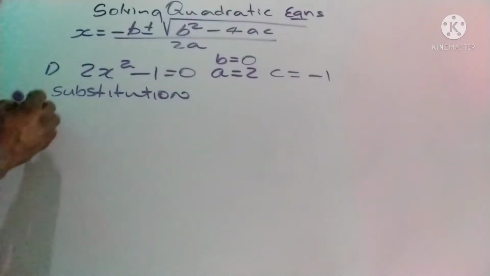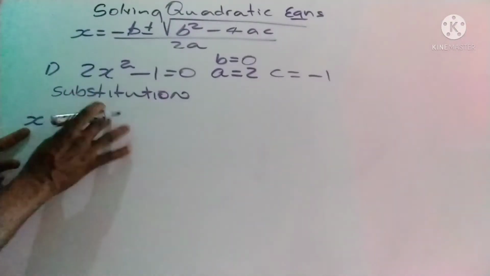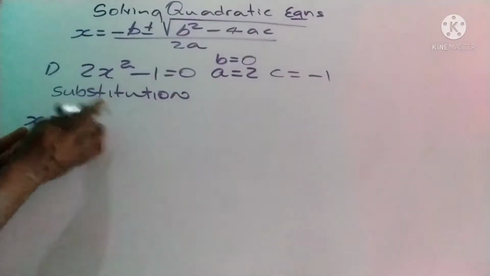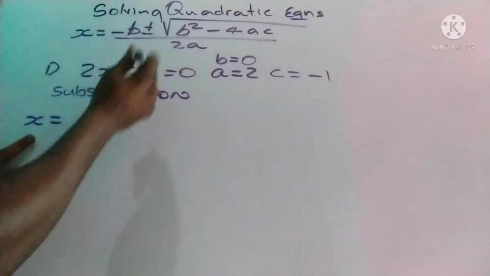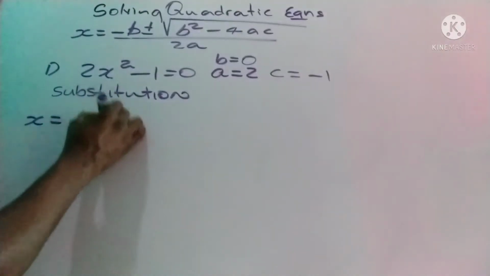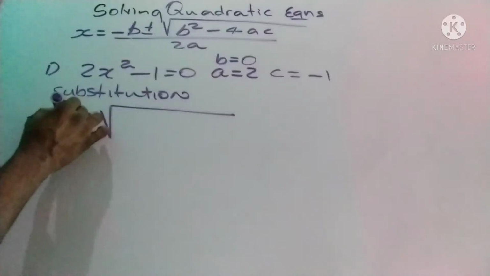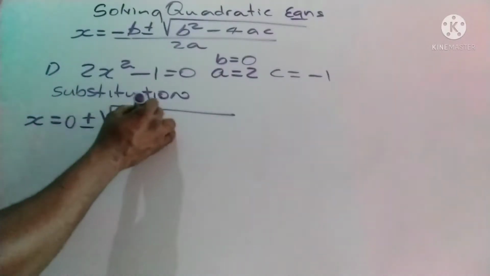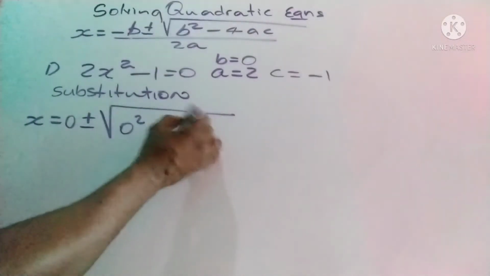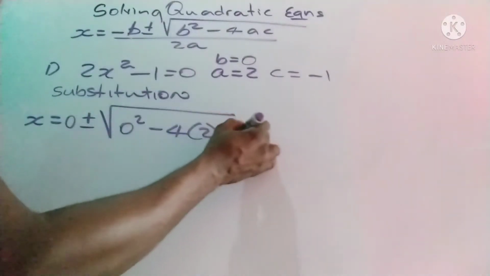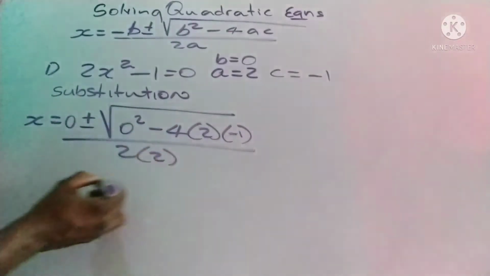So let's go. So x is equal to minus b. There is no b here because there's a 0. So there's nothing on this side here because b is a 0. So you'll have plus or minus the root of b squared. There is no b. So if you want to put 0 here and then 0 squared, that's fine. And then we have minus 4a. A is 2, c is -1. All over 2 times a, and a is 2.